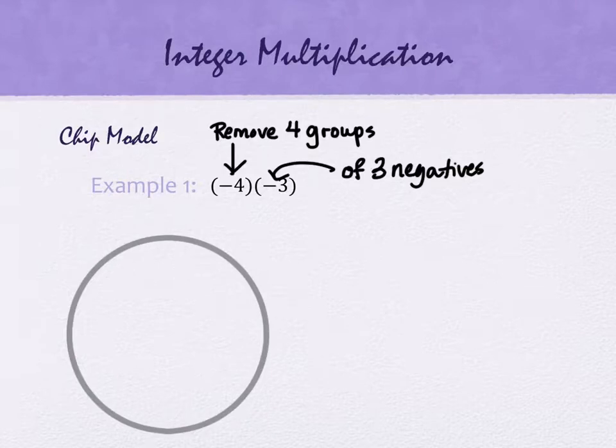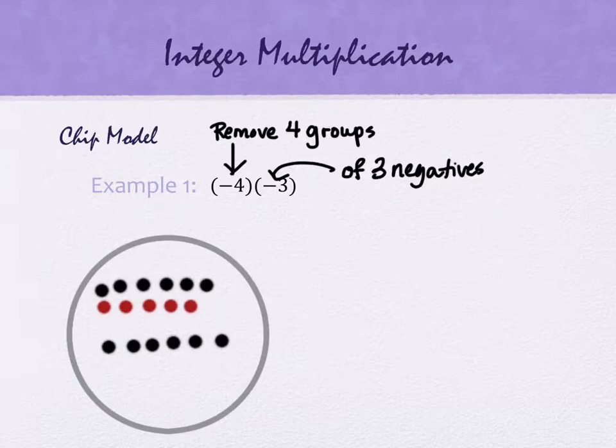This is the chip model, so we're going to use our positive and negative with our red and our black chips. And I'm going to insert pairs of chips. For every black chip, there's a red chip. So what's the value right now inside my circle? It's 0. I've got an equal number of red and black chips. They cancel each other out in terms of their value. The number inside my circle, the value, is 0.